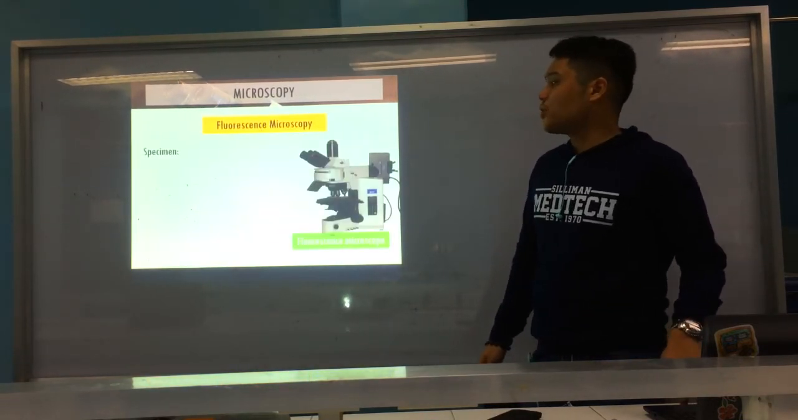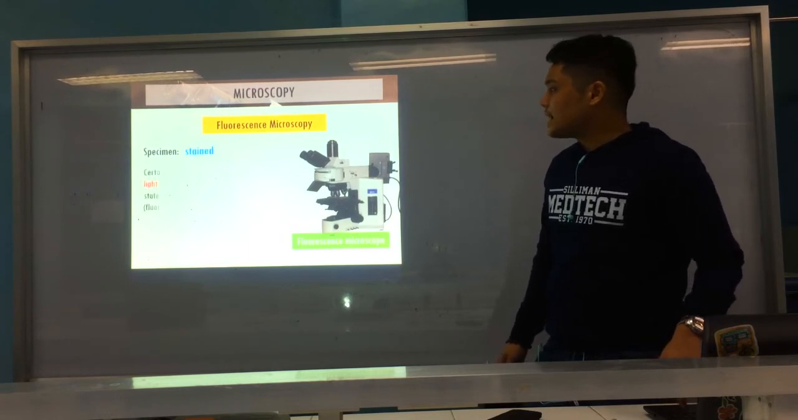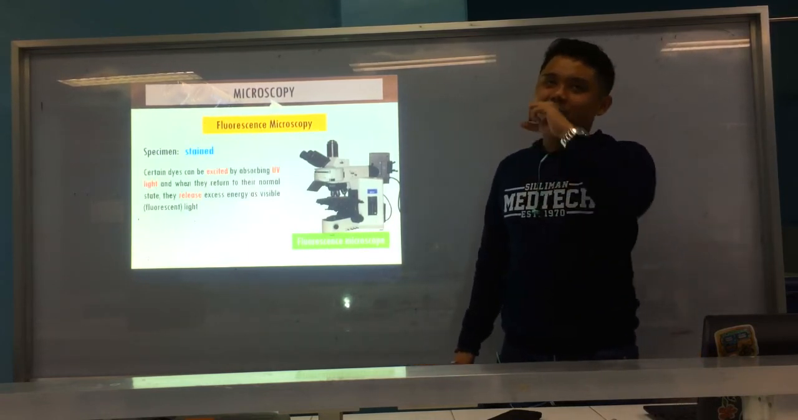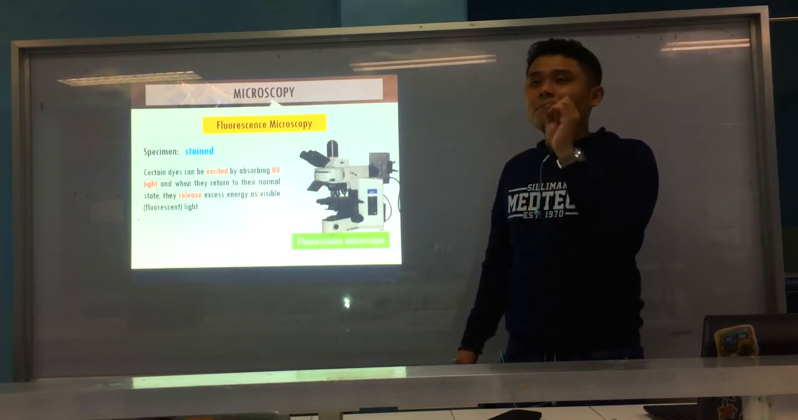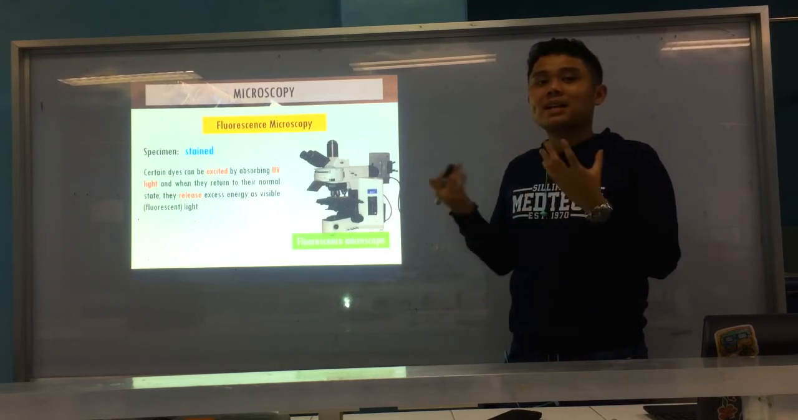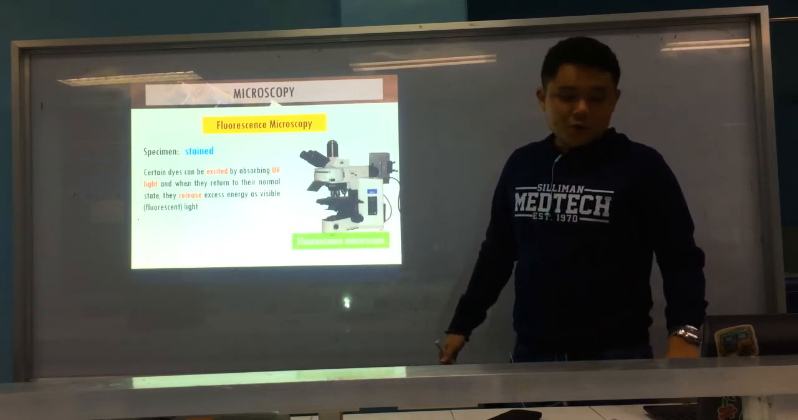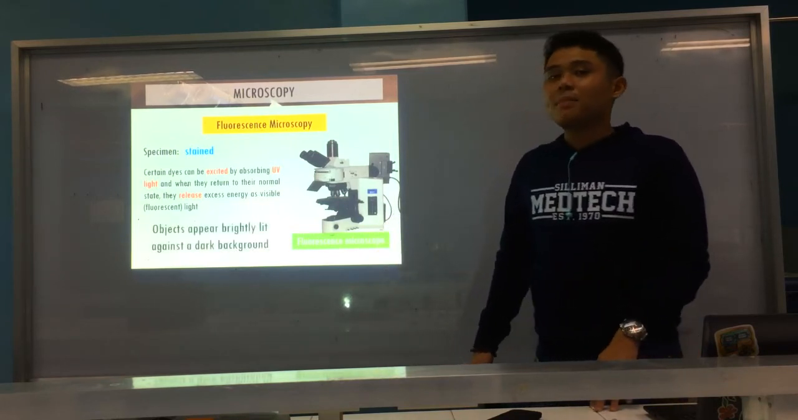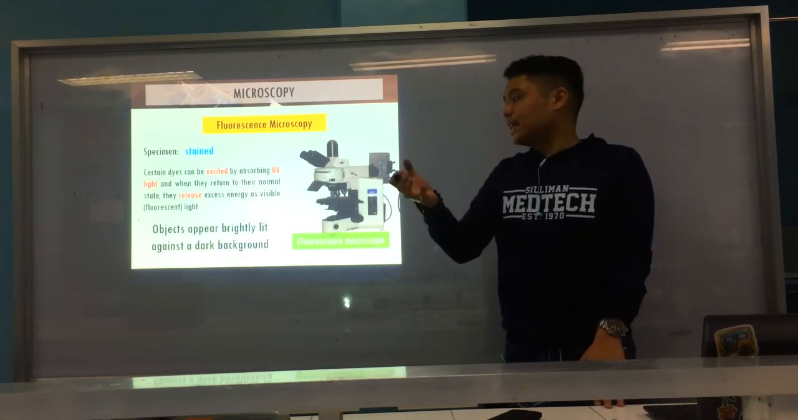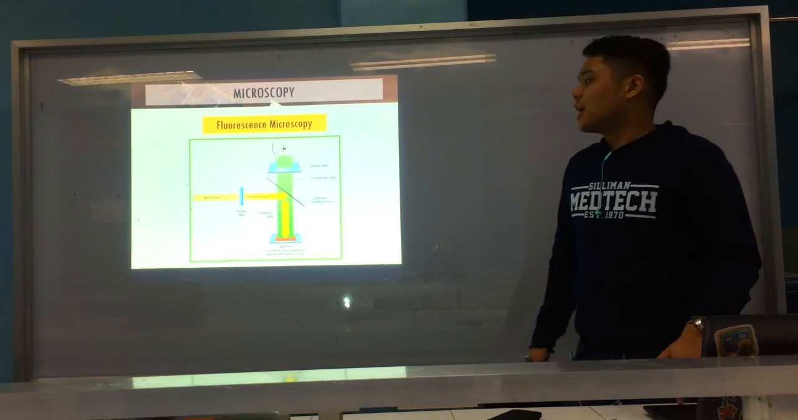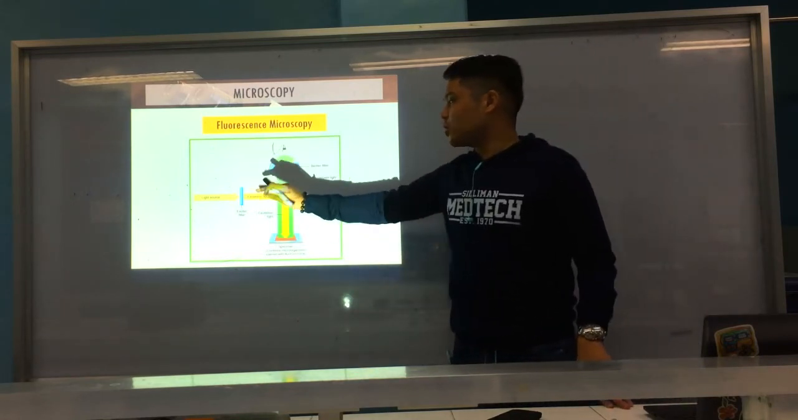Next, we go now to fluorescence. For fluorescence, the specimen is usually stained. We use certain dyes that get excited when illuminated, and when they are excited, they emit light. That's what we see in the microscope, and that's fluorescence microscopy. So again, objects appear brightly lit against a dark background. Here's an example, your light source, which of course gets excited.